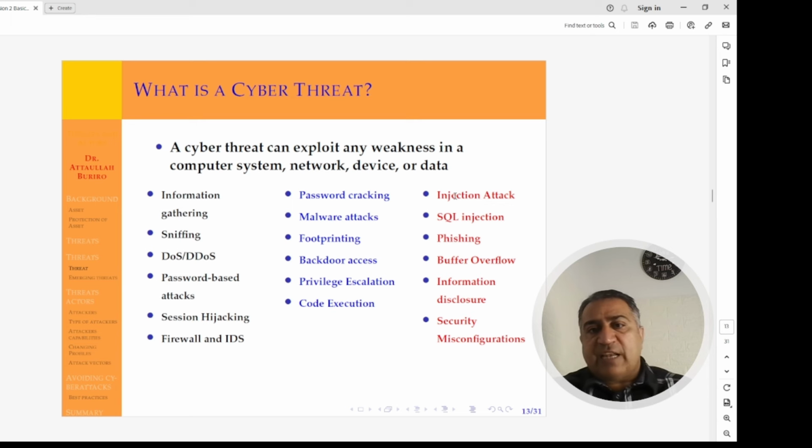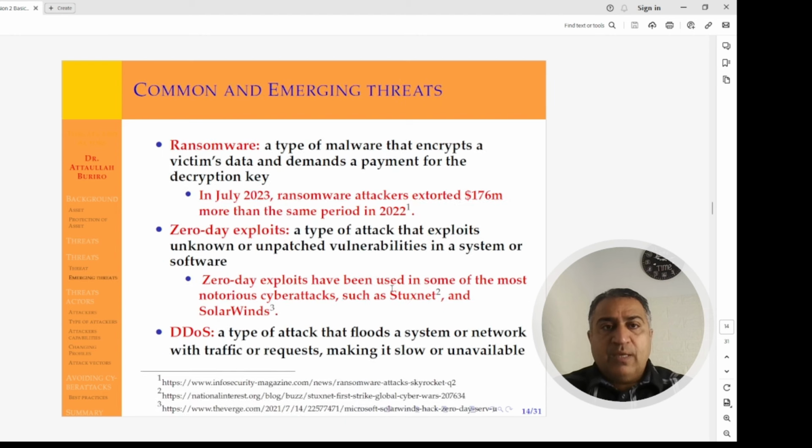And these attacks, like injection attacks, SQL injection, phishing, buffer overflow, are actually termed application attacks. Okay. Now, common and more emerging threats these days. Have you heard of ransomware? Ransomware actually is a type of malware that encrypts victims' data and demands a payment for the decryption key.